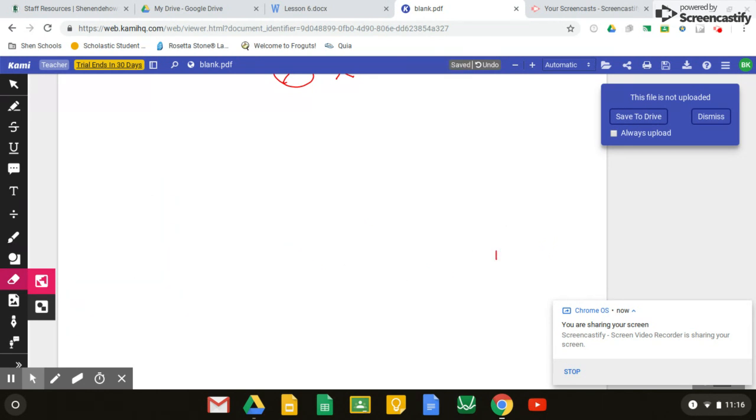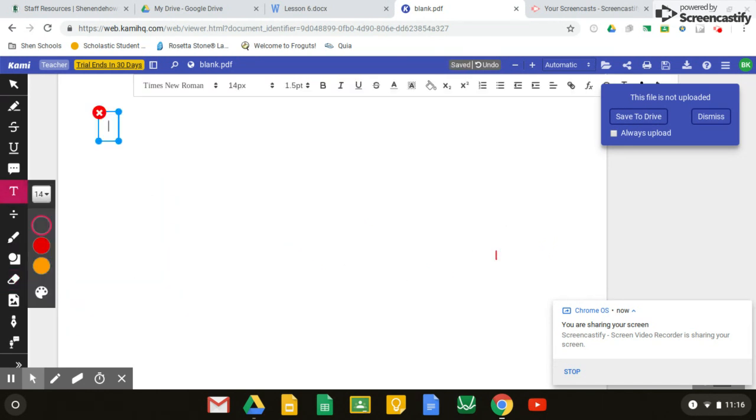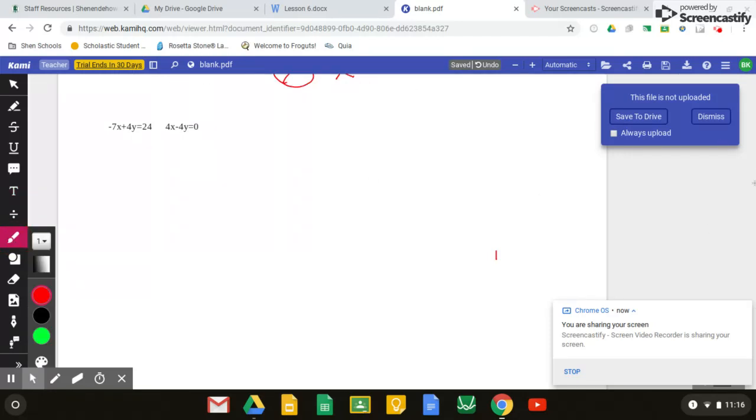All right, so next one we're going to deal with, I'll type it in for us. We're going to have negative 7x plus 4y equals 24. And we're also going to have 4x minus 4y equals 0. So if you notice, first of all, this one's a little different. And this is different because they're not y equals equations. All right, so that's no problem though. Let's go ahead and get one of these to y equals, and I'm going to get this one to be y equals. I'm going to get the y alone.